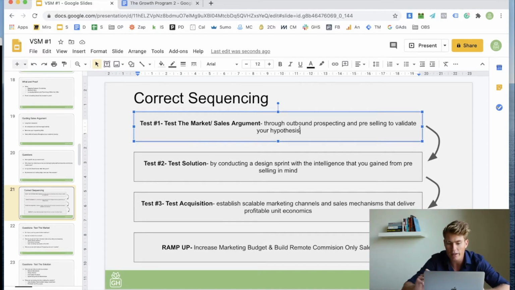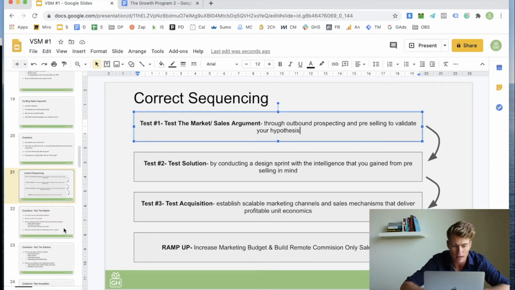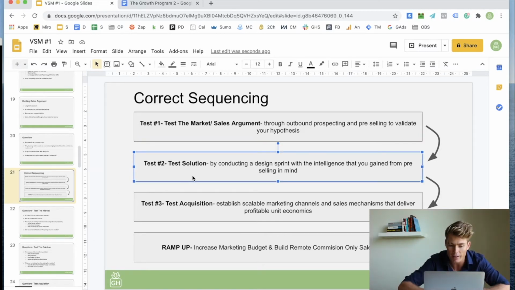If we are able to go out to the market and validate the idea correctly, then we will have established that we can generate customers and that people are willing to pay for our service. And then we can get on to the next phase, so we can test our solution.